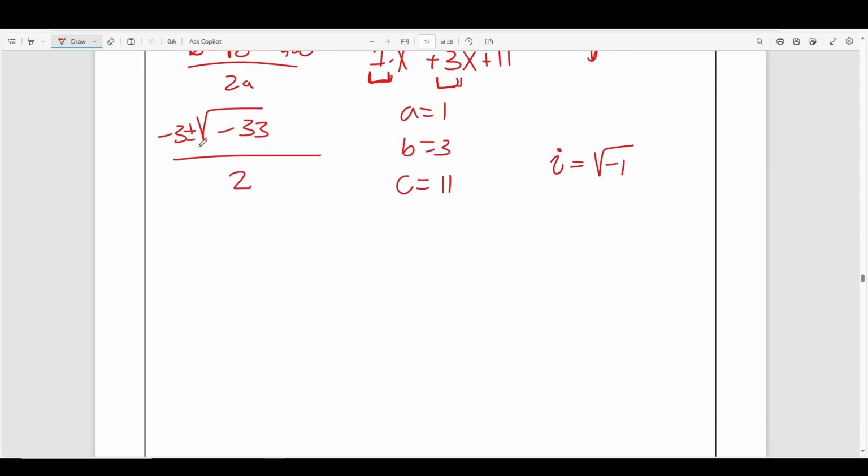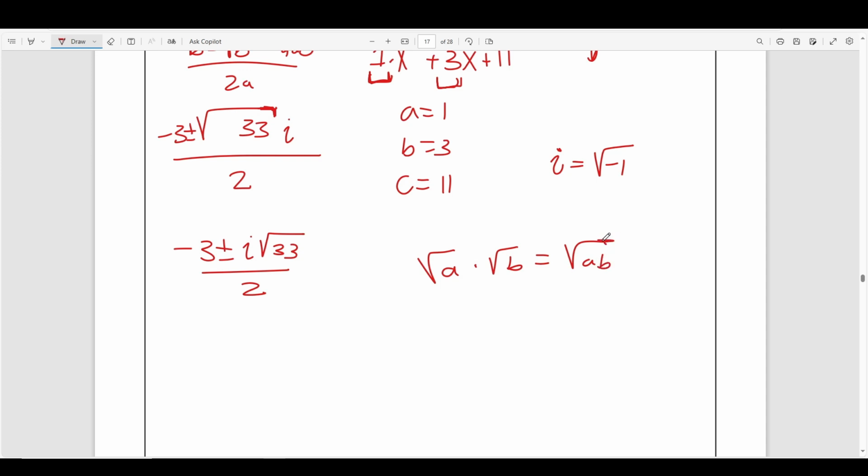So how do I get an i out of radical negative 33? Well, that's simple. You get rid of the negative and you slap an i at the end of the radical. You don't put the i inside of the radical. You can either put it on the outside over here or at the end over here, okay? Just don't put it inside of the radical. So now you have negative 3 plus minus i radical 33 over 2. Now, how did I do that? Well, you need to remember the rule about multiplying radicals. If I have radical a times radical b, that's going to equal radical ab. Okay? So radical 33 times i, which is just radical negative 1, is going to give you radical negative 33, which is what I started with to begin with.